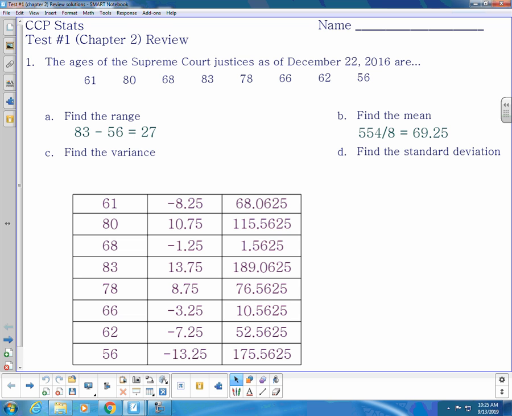And then to find the variance, you add those up and divide by, are we talking about a sample or a population here? Population. So we divided it by 8 because there's 8 in the population. So that's the variance. The standard deviation is just the square root of that.